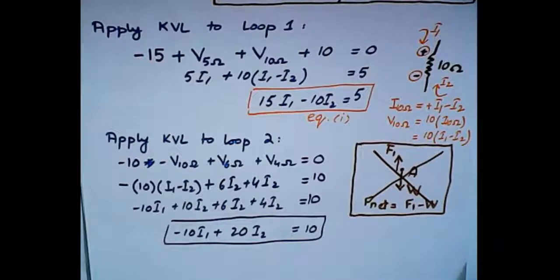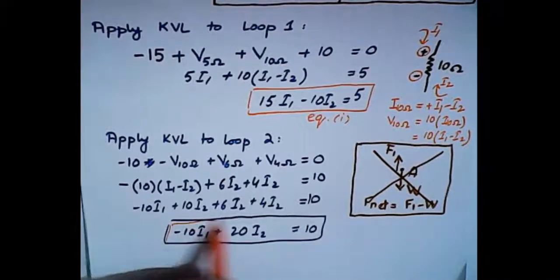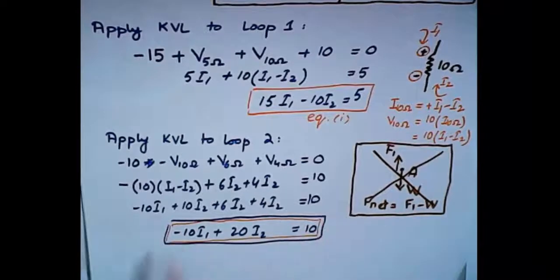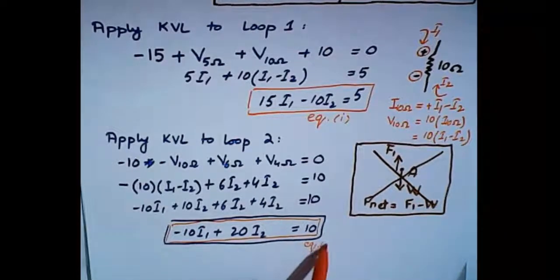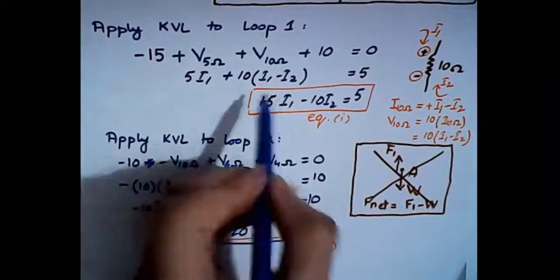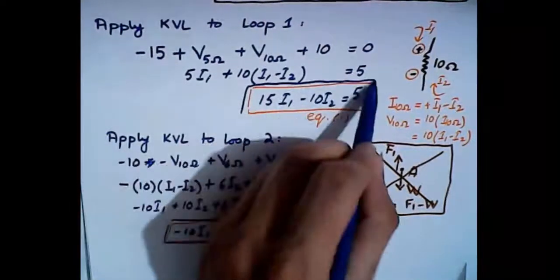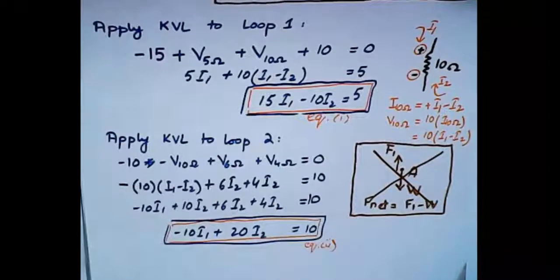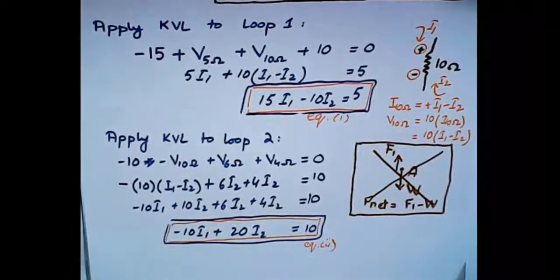That makes our equation 2, right? So that makes our equation 2, and this is our equation 1. So we have two equations with two unknowns. We know that we can simultaneously solve them to find the solution, right?